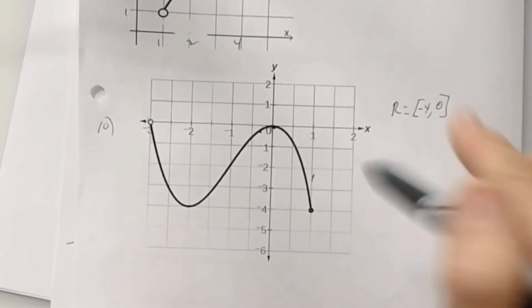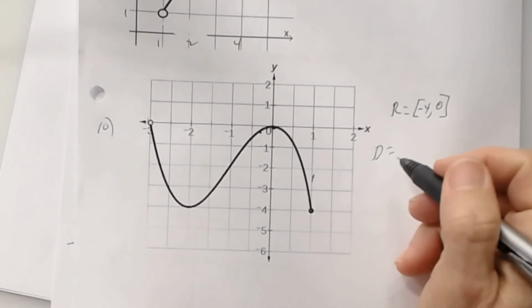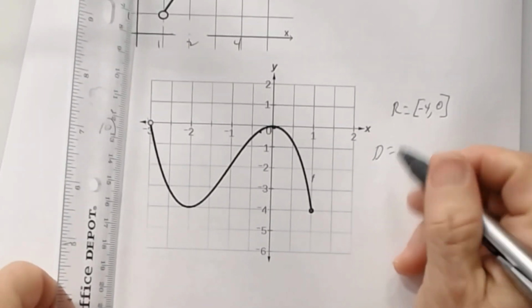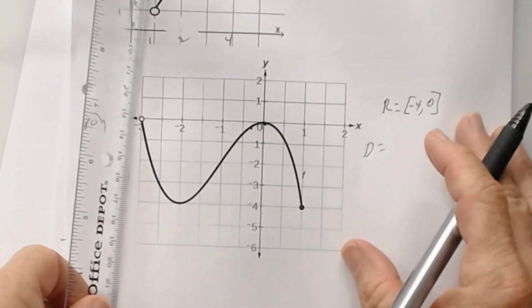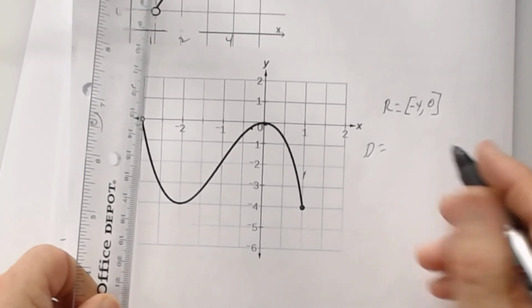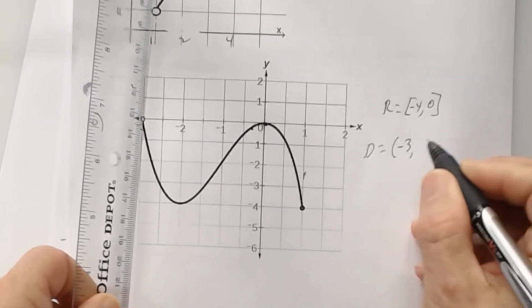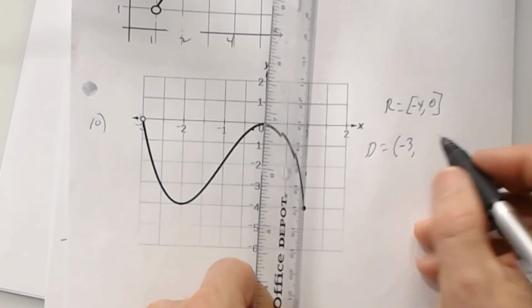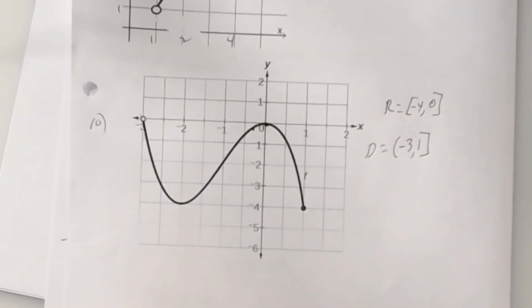Now let's talk about the domain. Domain is going to be a little bit easier for you. That one's a little bit straightforward. Tell me where I start with a what? Parentheses. Tell me where I end with a what? Bracket. That one was more straightforward. Okay.